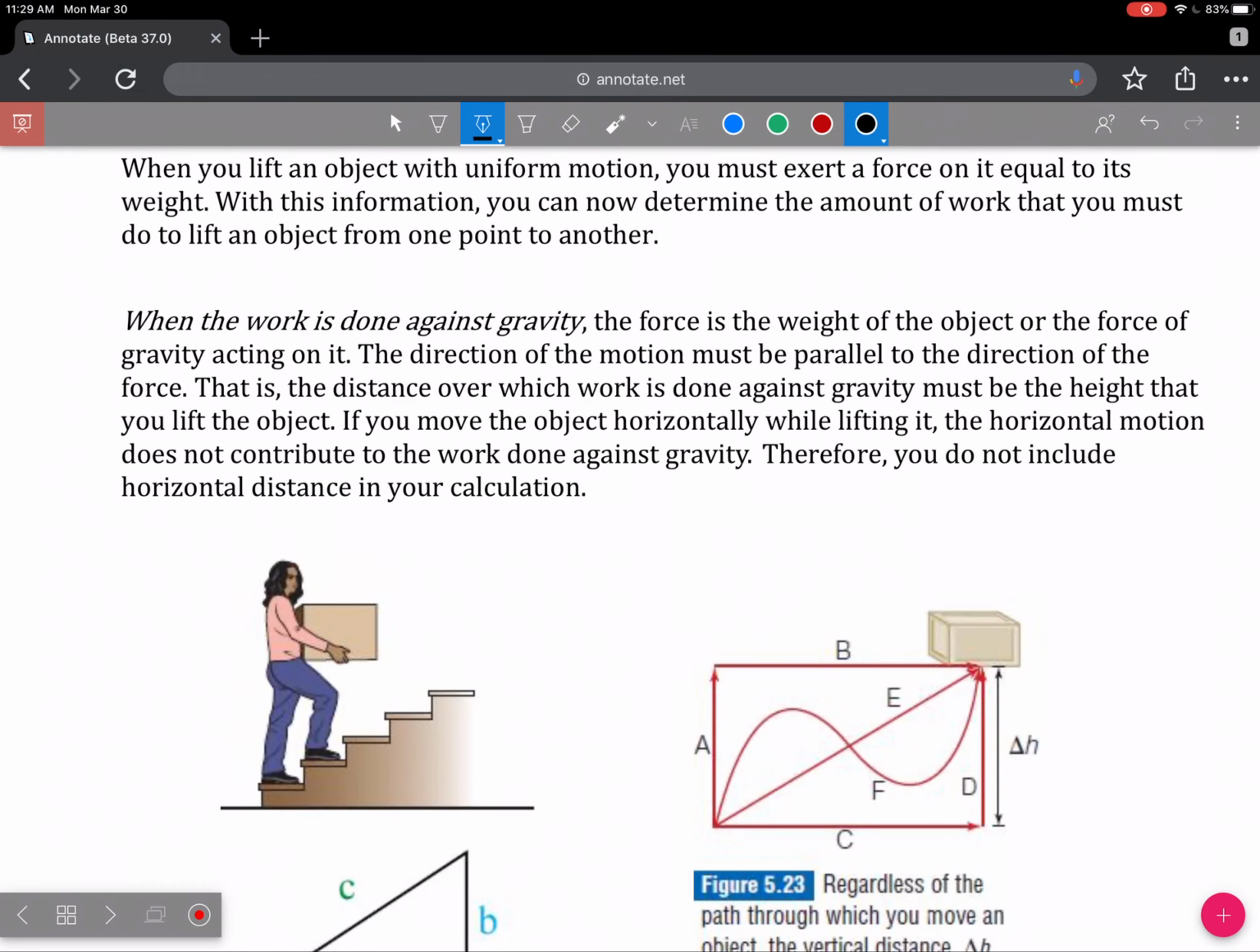All right, so when you lift an object with uniform motion, you have to exert a force on it equal to its weight. And just think about lifting a heavy object or lifting a light object. What we're going to do here is calculate the amount of work that you must do to lift an object from one point to another. Work, you may remember from junior high, is a force through a distance.